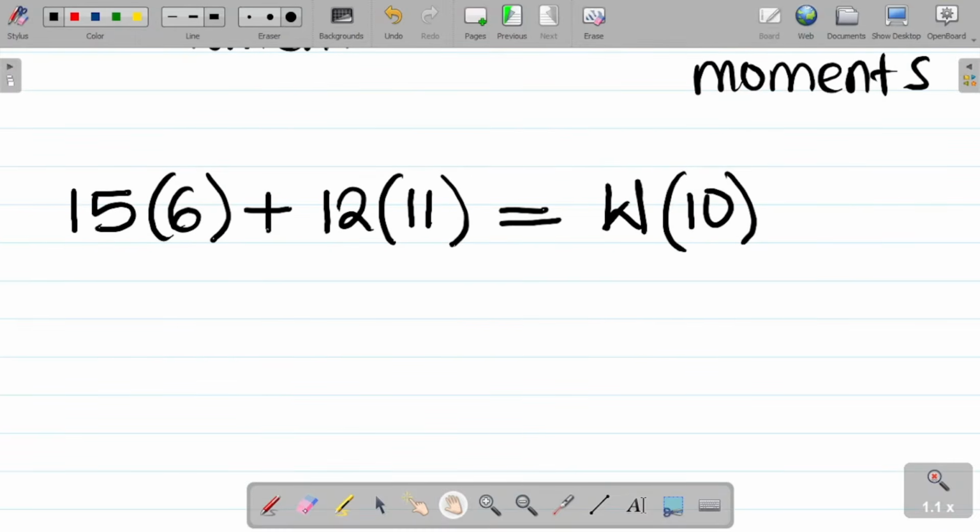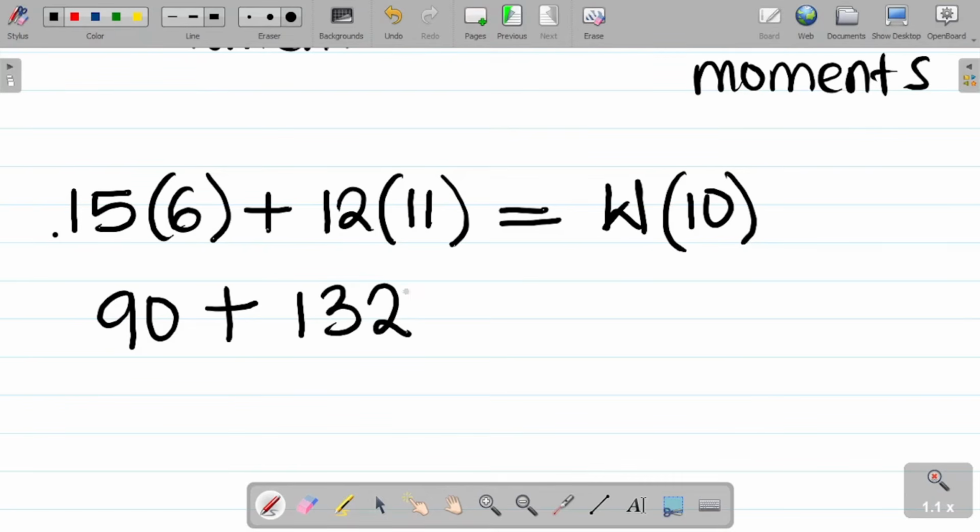From the principle of moment, the clockwise moment, which includes all of this, is equal to the anti-clockwise moment, which is this one here. All right, let's solve this. So first things first, we have 15 times 6. Just punch this directly and see what we get. The first one is 15 times 6, and that gives you 90. So this becomes 90 plus, next thing I have there is 12 times 11, that's 132. So I have 90 plus 132 is equal to W times 10, which gives you 10W.